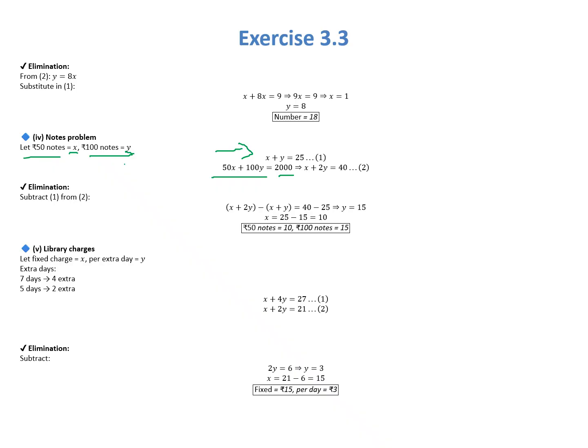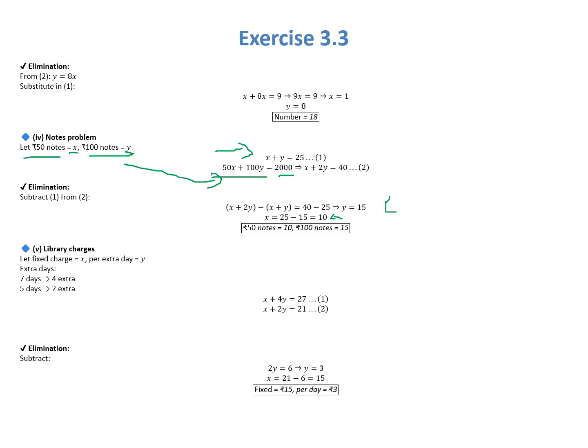So wherever value is there, we have to use 50x and 100y, because value is represented by the denomination of the notes. But wherever the quantity is given, we simply use the quantity, because this is the number of the notes. When we solve these equations, we get the value as well as the volume. We get x is equal to 10 and y is equal to 15. So we have 10 notes of 50 and 15 notes of 100, and when we add them, we get the value as 2000.